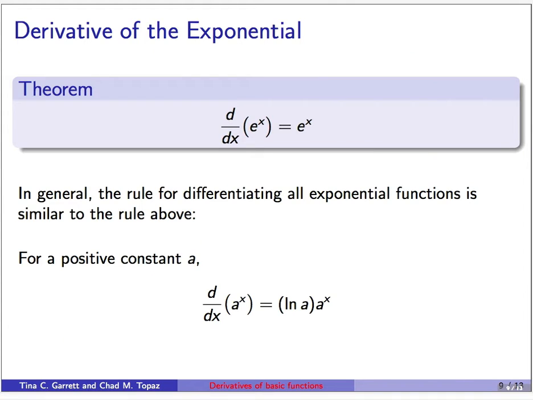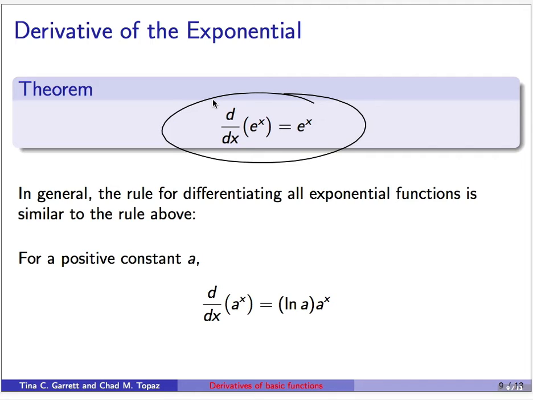And it turns out that the exponential is precisely the function whose derivative equals itself. So the big theorem here is the derivative of e to the x is the best thing you could hope for. It's just e to the x.